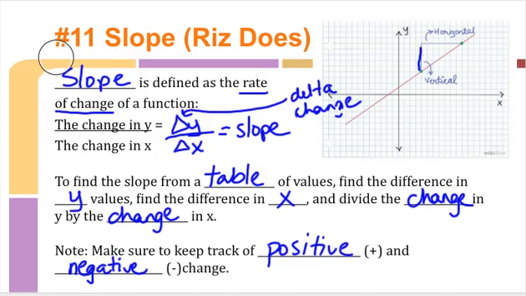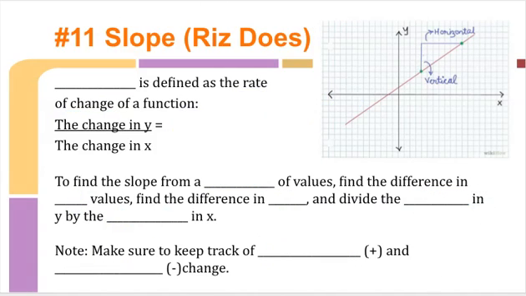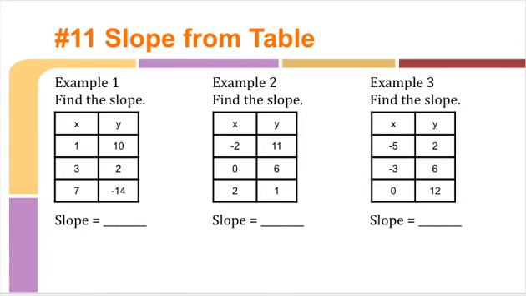Okay, so we're going to go ahead and do 6 different examples. 3 of the examples will be looking at a table of values, and then 3 of the examples will be looking at specific points. So if you're looking at example 1, what you're going to do is find the change in y. So we're going to label that with the green.